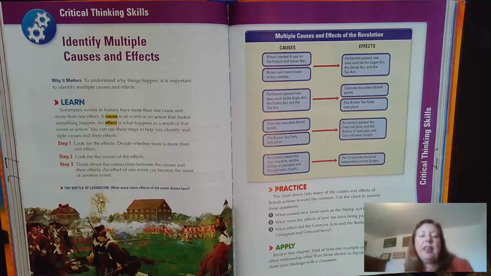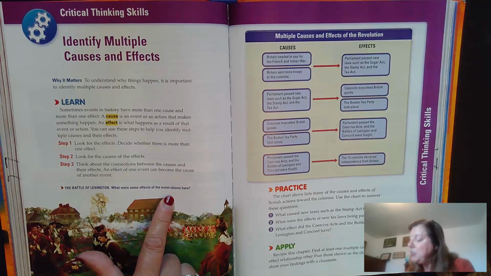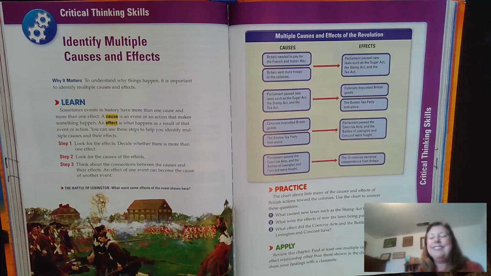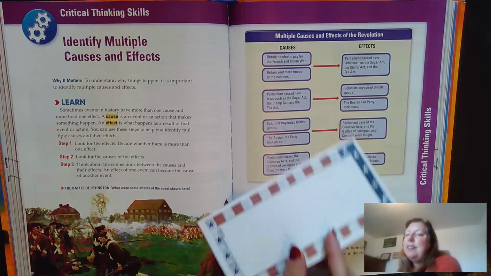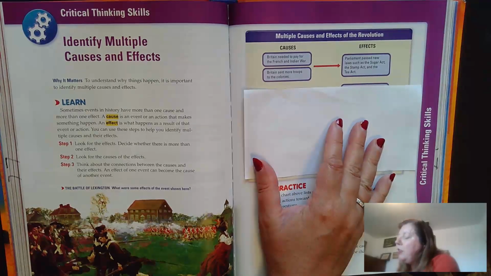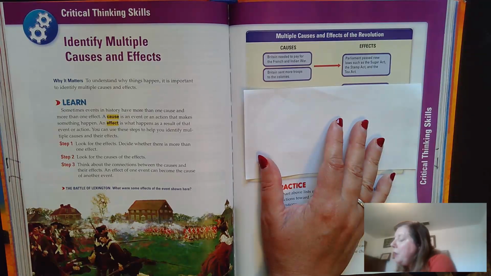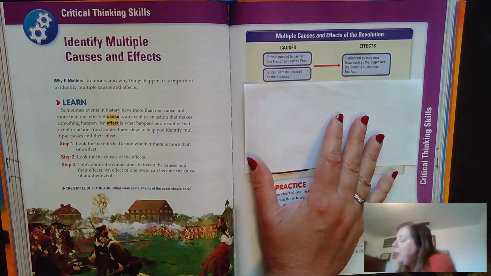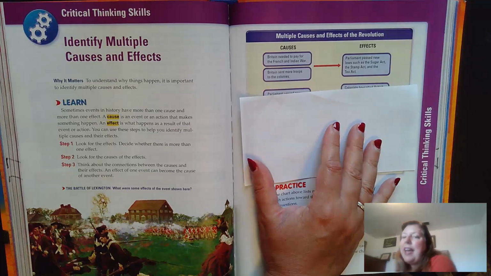And down below in this picture it says the Battle of Lexington. What were some effects of the event shown here? Well, everything that came after that are all a bunch of effects. But let's check out this one where it says multiple causes and effects. So this one has 2 causes. Because Britain needed to pay for the French and Indian War, and because Britain sent more troops to the colonies, the effect was Parliament passed new laws such as the Sugar Act, the Stamp Act, and the Tea Act.